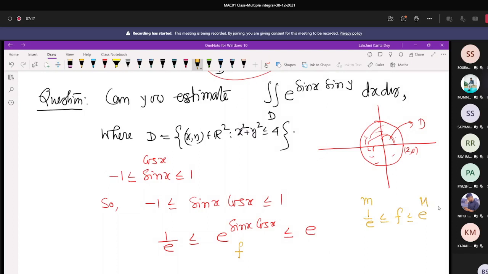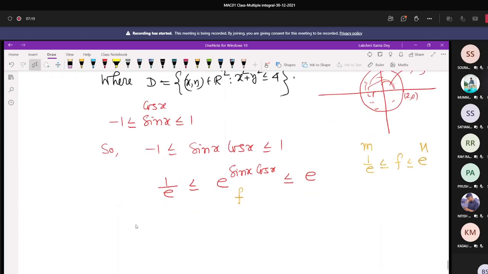And what is the area of D? Who can tell? Area of D, A of D, is nothing but pi into r square, means 2 square. That means what? 4 pi, right?